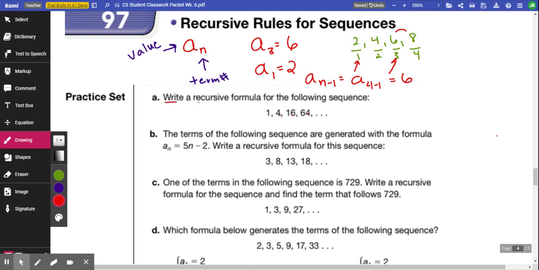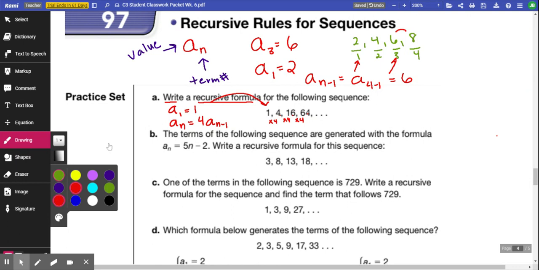We're told to write a recursive formula for the following sequence. So we first want to define the first term. So a subscript 1 equals 1, right? Because 1 is the first term in this sequence. And now let's write the rule. Well, the rule is we're going to multiply 4 times the previous value to get the next value. So I'm going to say the value of any term in this sequence is equal to 4 times the value of the number before.